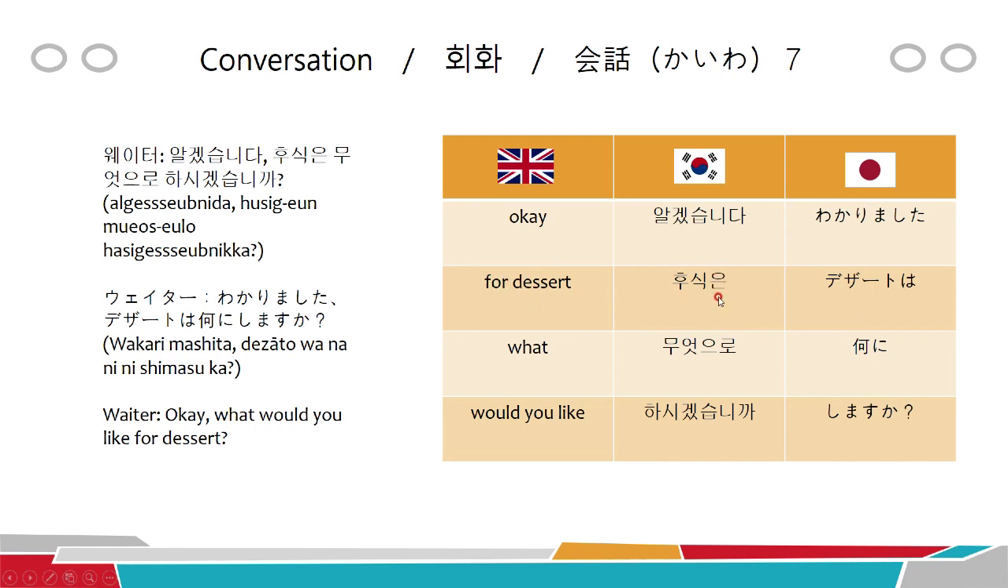For is 은 particle and 하 particle. What? In Korean, 무엇으로. In Japanese, 나니니. Would you like? In Korean, 하시겠습니까? In Japanese, it's しますか? So put it together, what would you like? 무엇으로 하시겠습니까? 何にしますか?